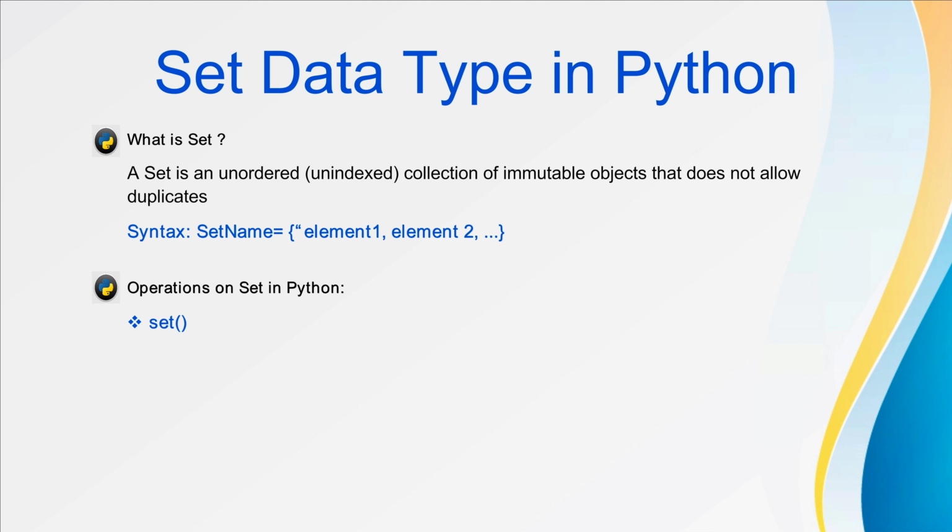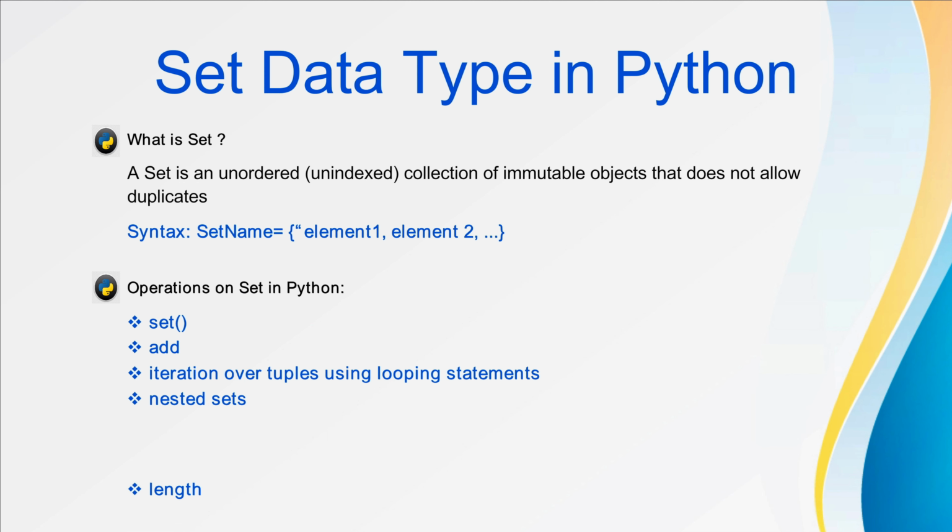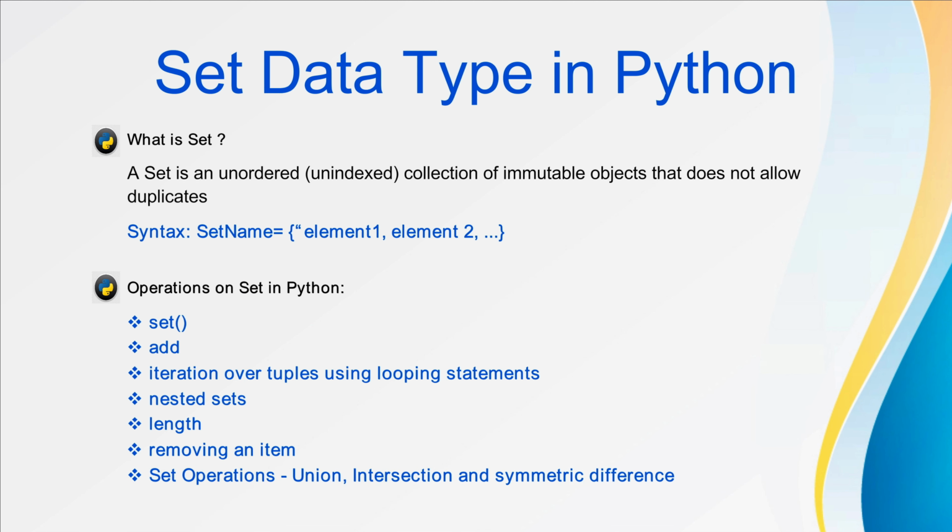The first one is set. You can create a set by using another iterable object, either list or tuple or dictionary, and then you can add an element to a set using add. And another thing is you can iterate over sets by using looping statements. You can have nested sets inside a set, and then you can find the length of a set, and also you can remove an item from a set, and you can do some set operations like union, intersection, and symmetric difference operations on sets.